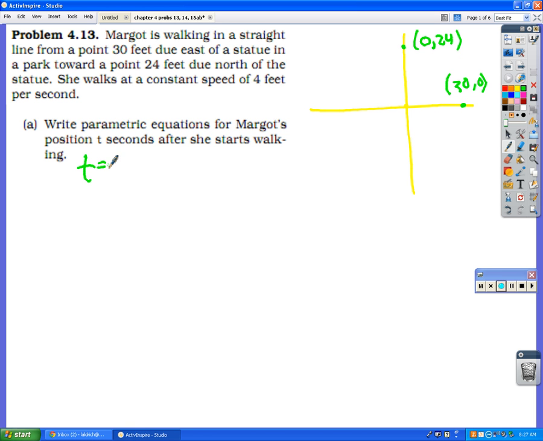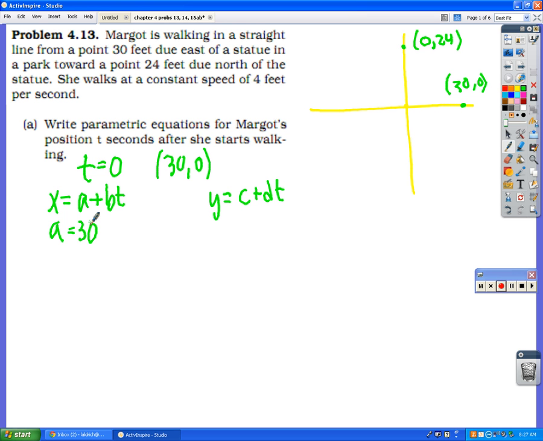So we have one point, which is at t equals 0. Her location is (30, 0). So we go to our general formulas here: x equals a plus bt, and y equals c plus dt. And if we plug in that stuff, what do we figure out? a is 30, and c is what? 0. Okay? All right, you understand how that happened? Okay, what happens next?